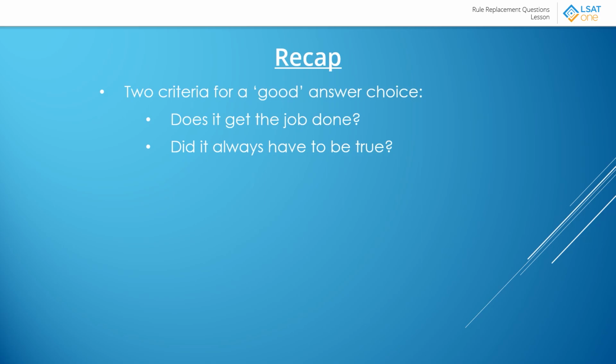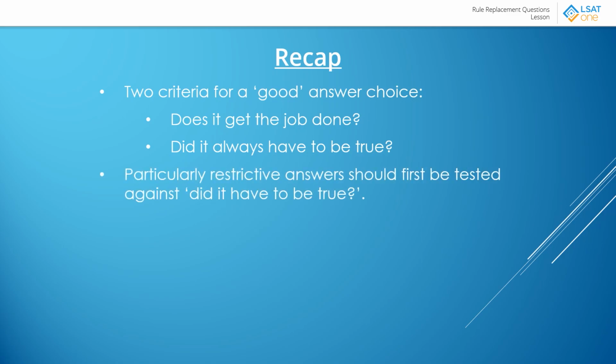But in addition, you also want to make sure that an answer choice that you're looking at is going to be one that always had to be true. So if you're looking at an answer choice and it wasn't always necessarily true, then that's a good enough reason to get rid of it as well, because if you implemented that as a rule, it would go too far. It would over-restrict the game. Now, depending on the situation, one or the other parameter here might be a little bit easier to use in order to get rid of an answer choice.